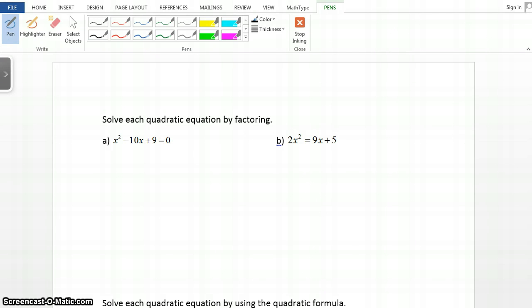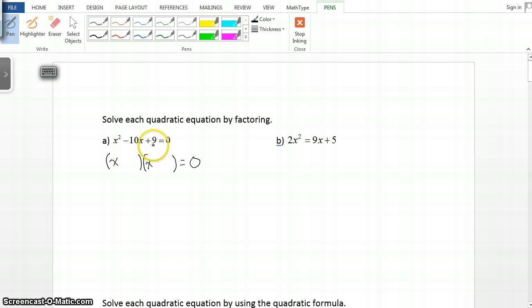Okay, here's an example. There are two examples here, A and B, solving a quadratic equation by factoring. For part A, you can see this is already in standard form. To factor it, you see a trinomial on the left-hand side, so it's going to split into two binomials, still set equal to 0. The x squared will split into x and x.